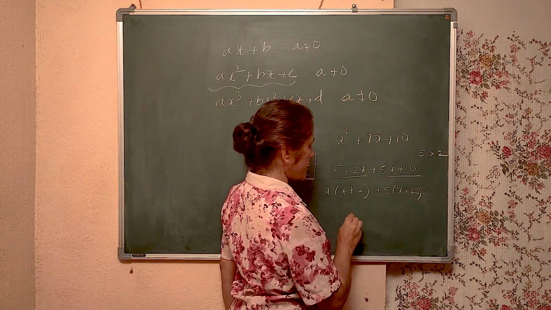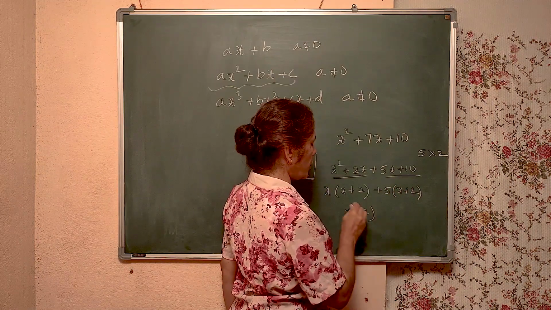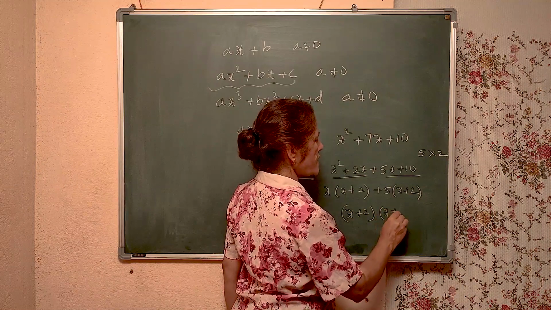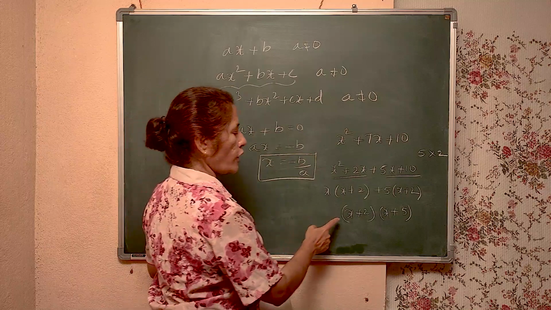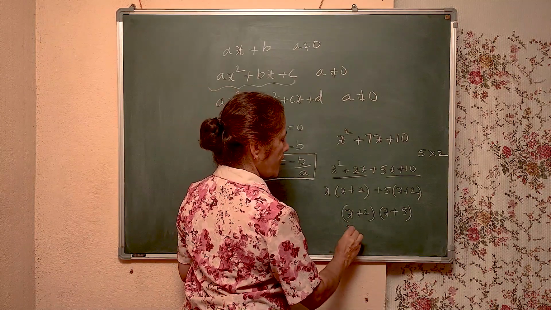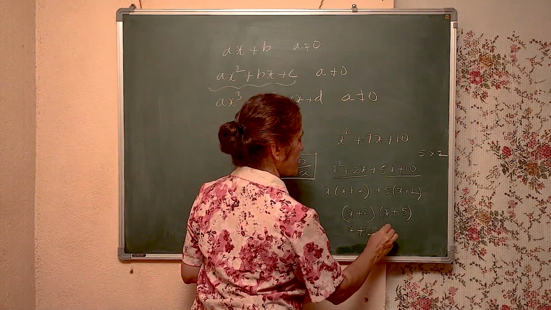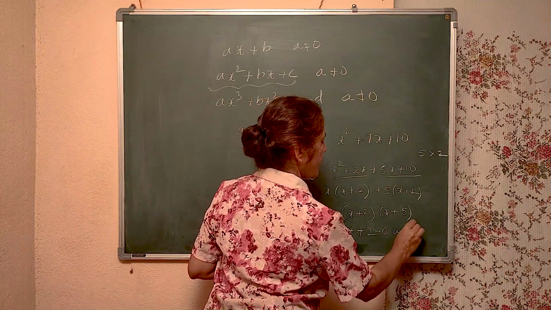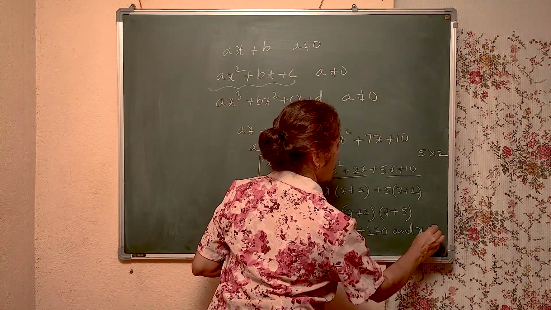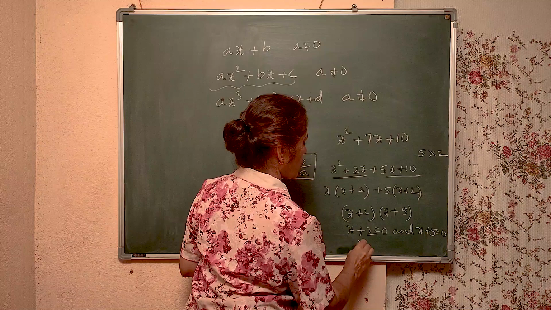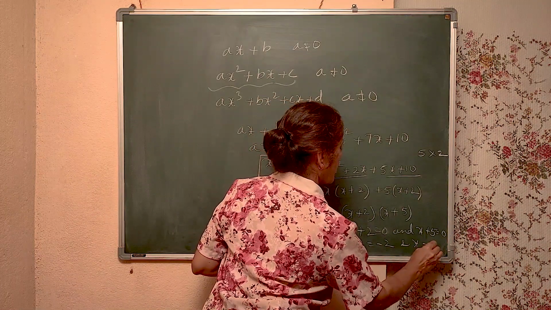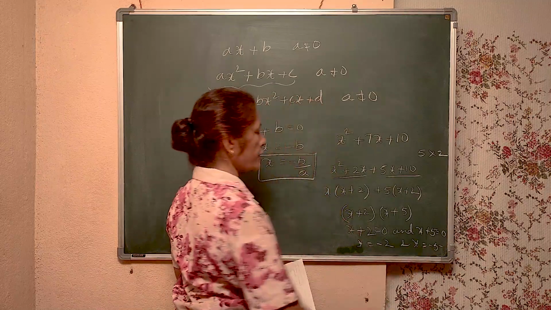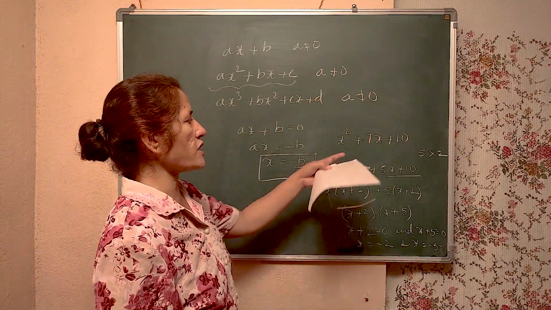So, what are the factors? x plus 2 into x plus 5. What is the meaning of zeros? How do you find the zeros? In order to find the zeros, you have to put x plus 2 is equal to 0 and x plus 5 is equal to 0. So, x is equal to minus 2 and x is equal to minus 5. These are the two zeros of this polynomial.